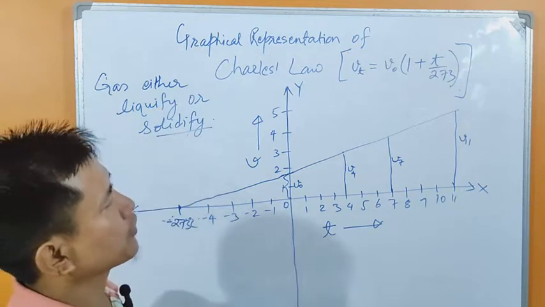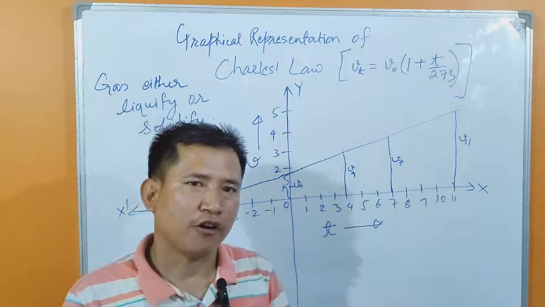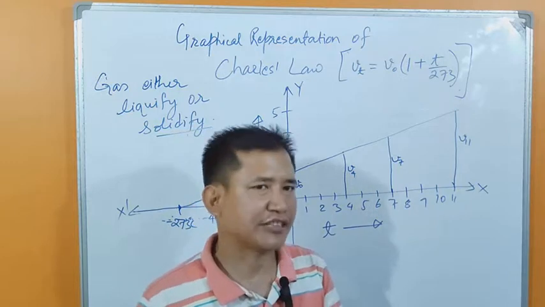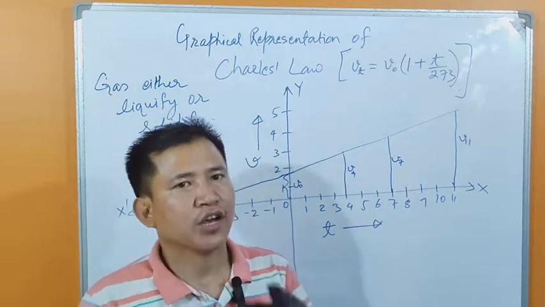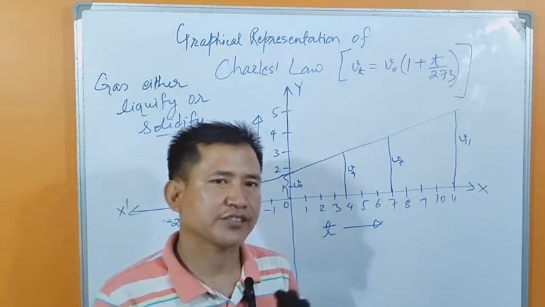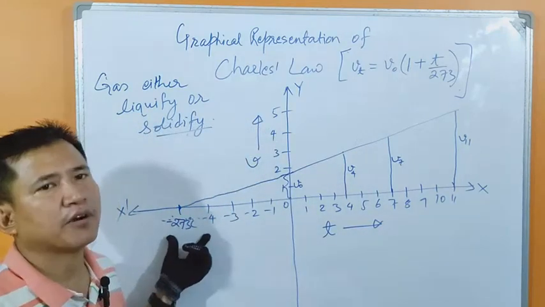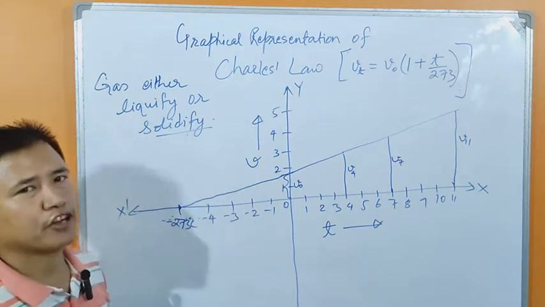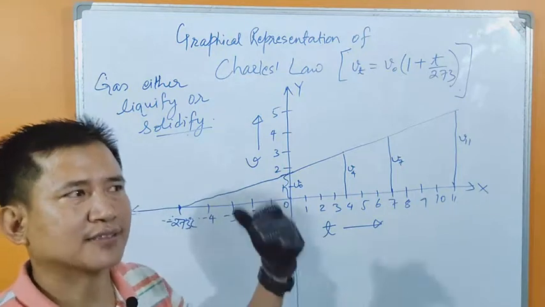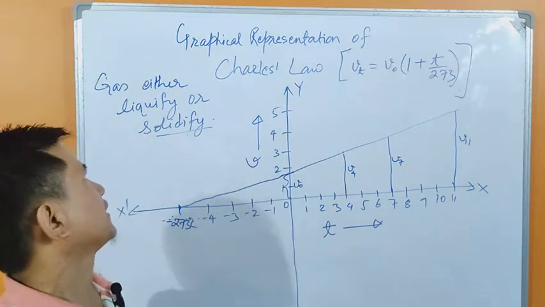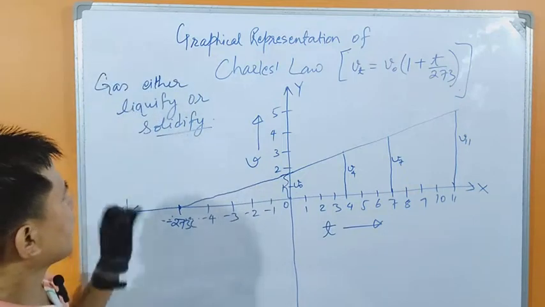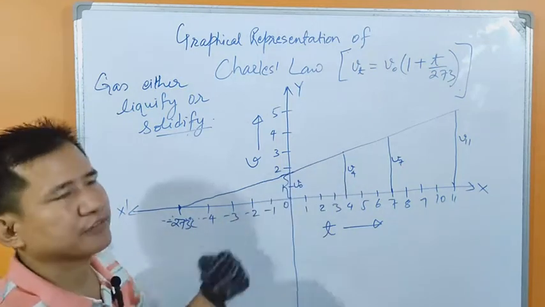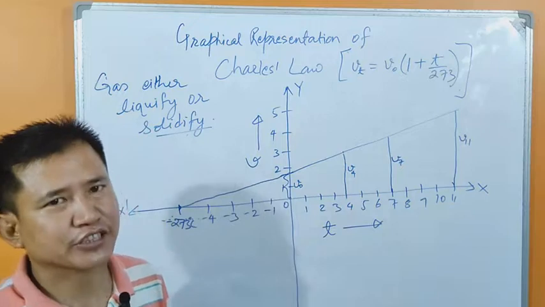Okay? And you know that the volume of solid and liquid, when compared to the volume of gas, is negligible. So we can say the volume of gas becomes 0 at minus 273 degrees Celsius. But the volume of gas is not exactly 0. The gas is either liquefied or solidified at minus 273 degrees Celsius. This is what this graph tells us, and this is the graphical representation of Charles' law.